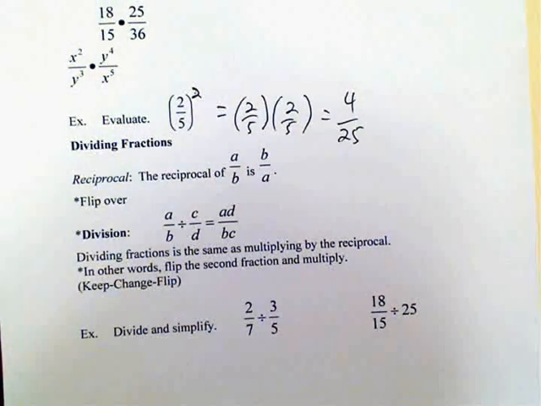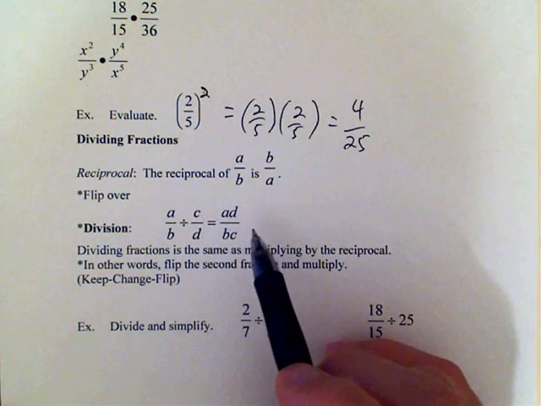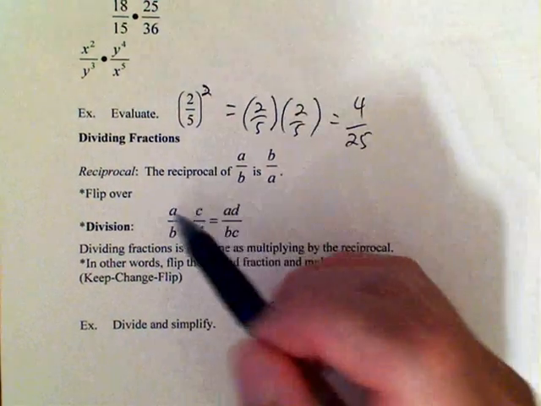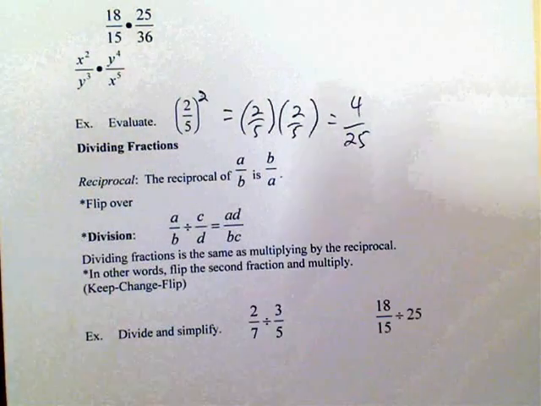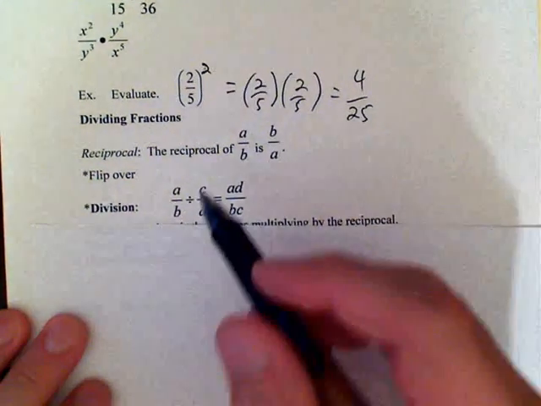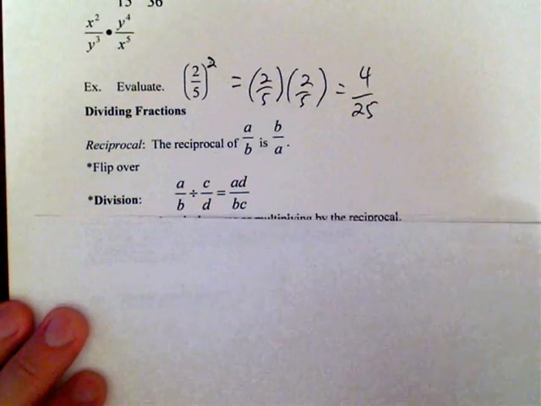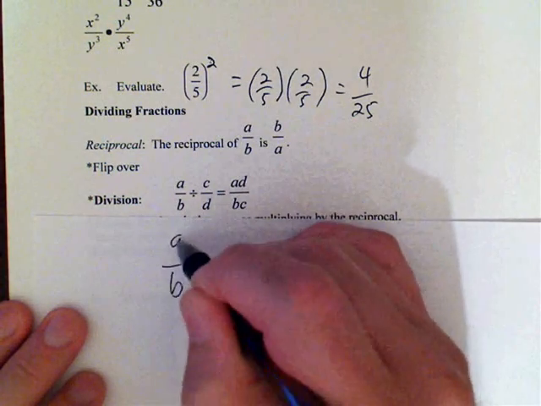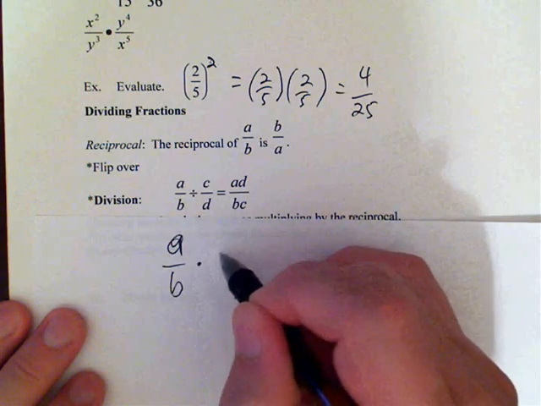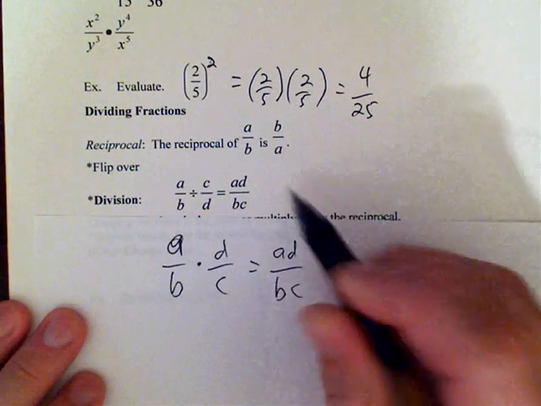Division. Now look at this. A over b divided by c over d is equal to ad over bc. Now the way that we get that isn't the cross multiplying. It does not hold true. What we're going to do is flip over the second fraction and then multiply. So when you divide fractions, you're multiplying by the reciprocal. A over b divided by c over d becomes a over b times d over c, and then you multiply straight across. That's where that comes from.